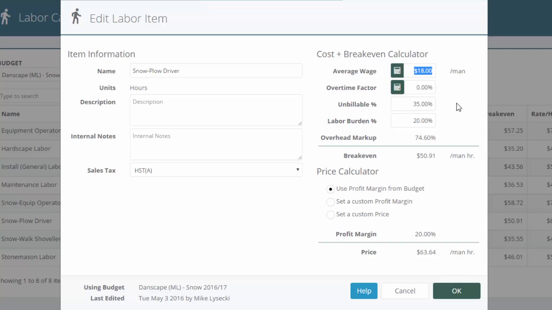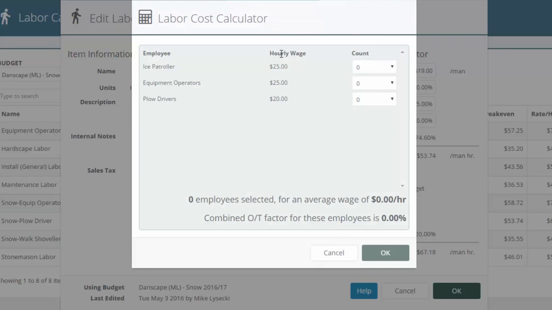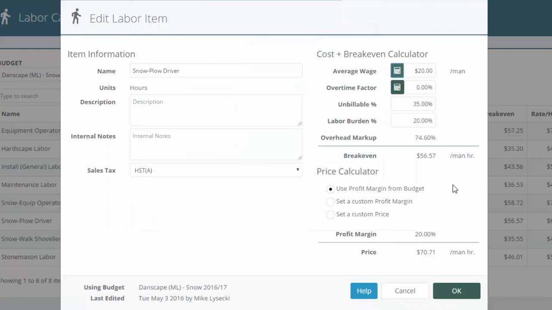The first thing you want to look at is your average wage per man. So what this represents is the average hourly wage that you pay a plow truck driver. Now you can key that in if you know, well, yeah, it's $18 or $19 an hour, or you can hit the calculator button. It'll open up your budget and you can say, I've got these people as plow drivers, and it'll figure out the average wage of those people for you. So depending on how you've set your labor up, you can do the math manually, or you can go back to your budget and pull it that way.